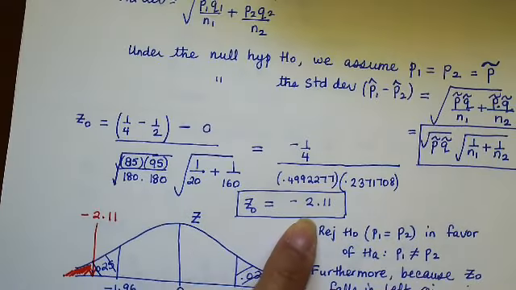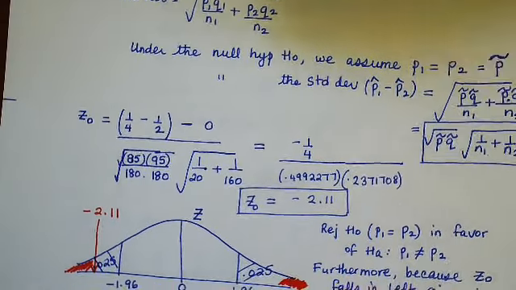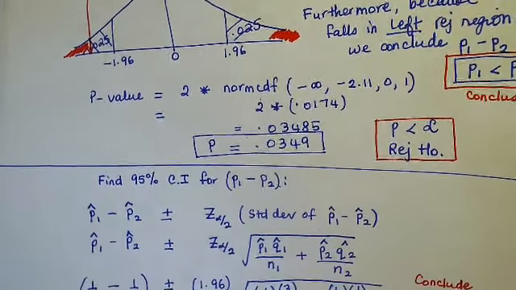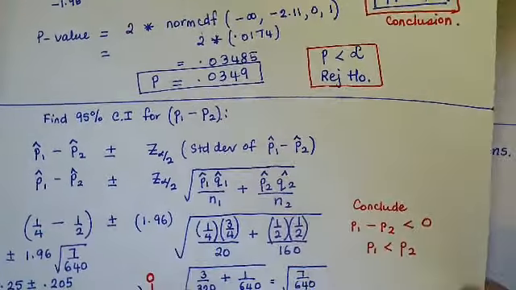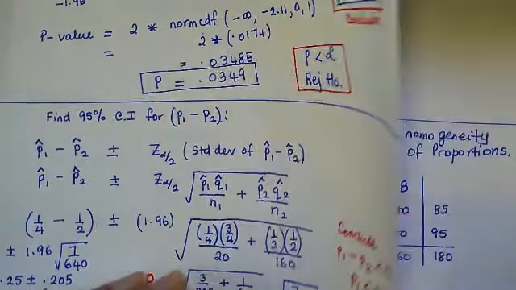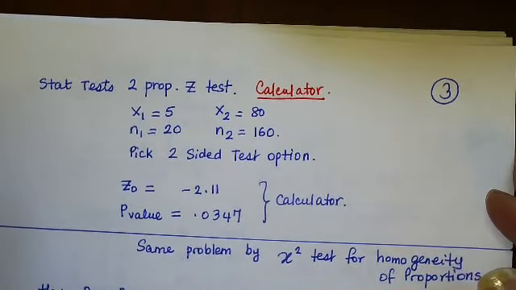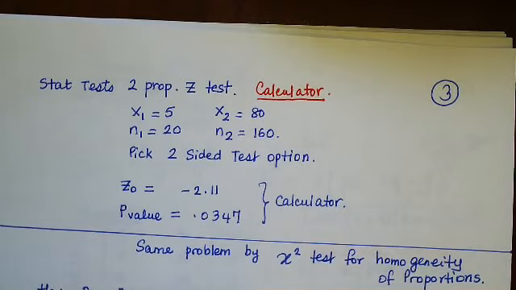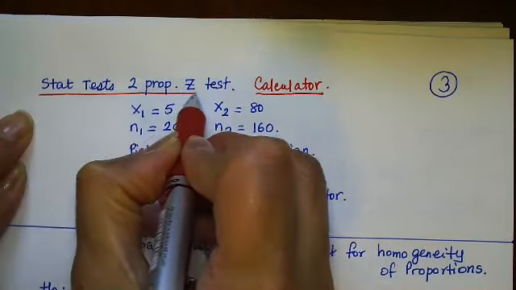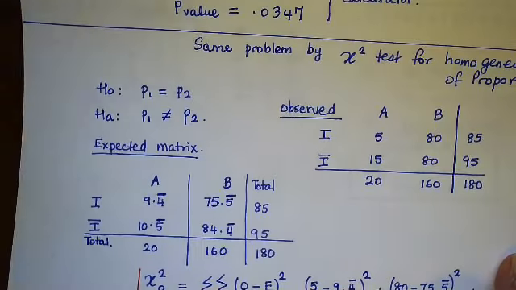This was on page 2 of your class notes. We came up with a z-test statistic of minus 2.11, and we reached a conclusion based on that. Then we created a confidence interval for P1 minus P2 and reached the same conclusion using the confidence interval. Again, this was on page 2 of the class notes. On page 3 of the class notes, I show you the calculator command to do this entire procedure on the calculator. Stat, test, 2-PropZTest.